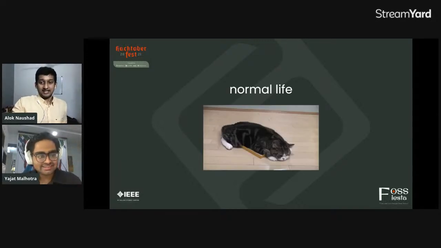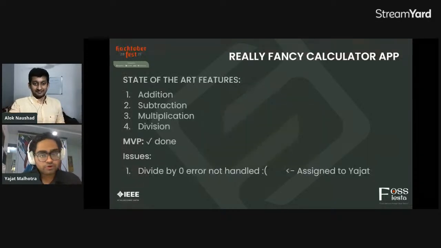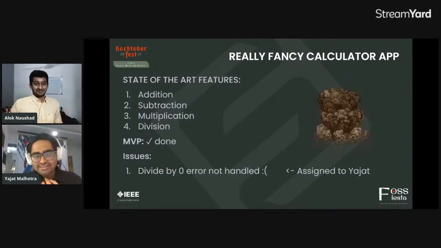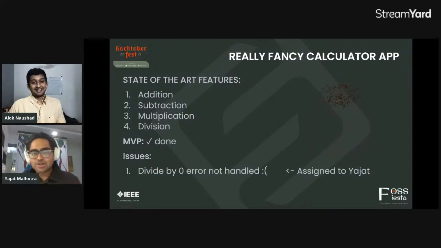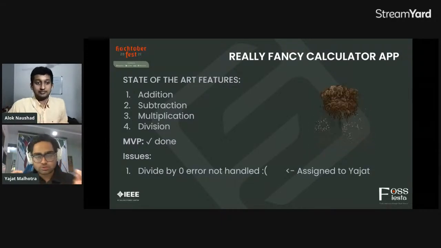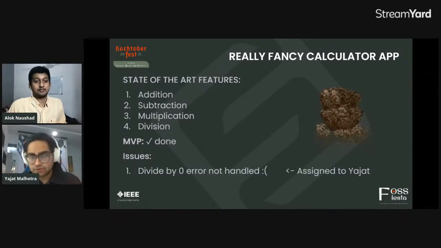Yajat and I are working on this super cool project. Do you want to know what it is? We are making this really fancy calculator app. It has state-of-the-art features like addition, subtraction, multiplication, and guess what? Division. Wow, it's awesome. I know, right? So cool. We have implemented almost the whole thing, but recently we found out there was one issue in our code: we did not handle division by zero.